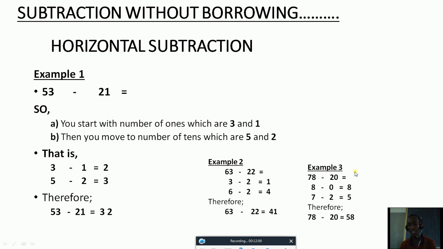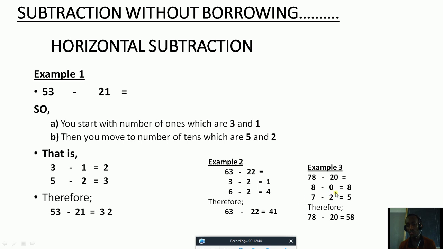And example 3 here is 78 minus 20. First of all, we have to determine which one is the number of ones and which one is the number of tens. The number of ones here is 8 and 0. That's why we take 8 minus 0, which equals 8. If we draw 8 circles, you will cross nothing, because this one is 0. It means you will not cross any ball, so you remain with 8 balls. And here, the number of tens is 7 and 2. It means you will take 7 minus 2.